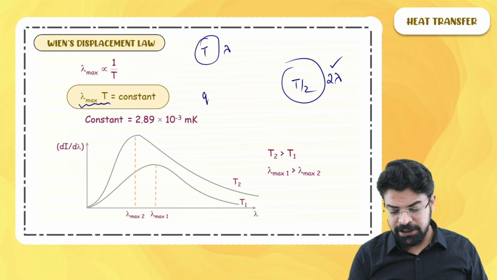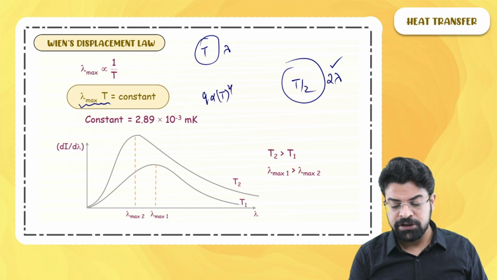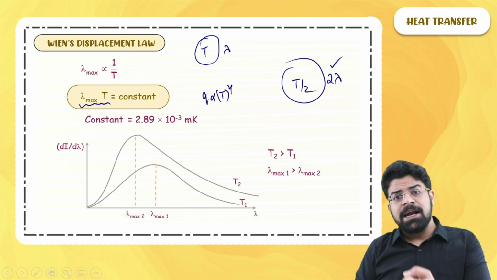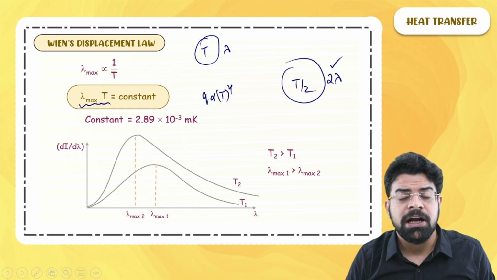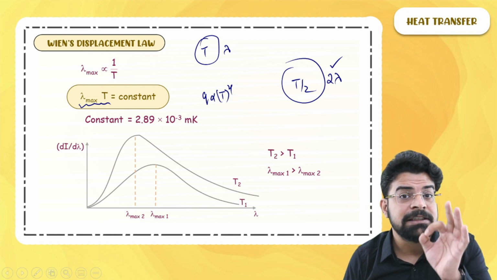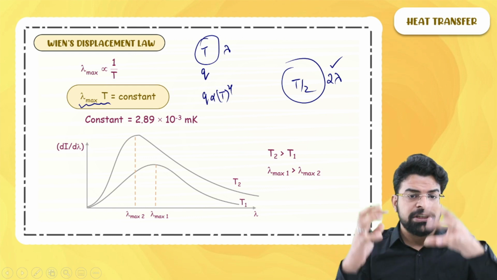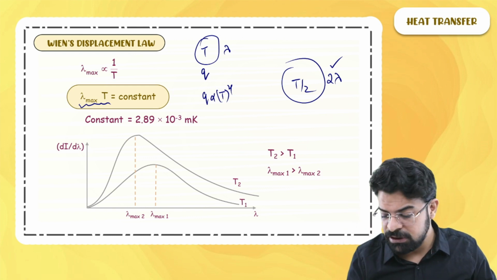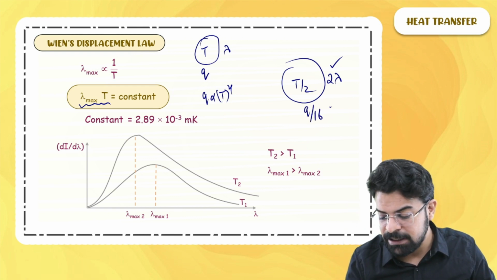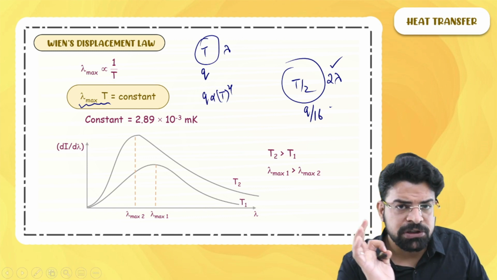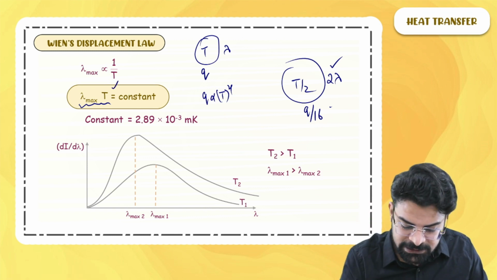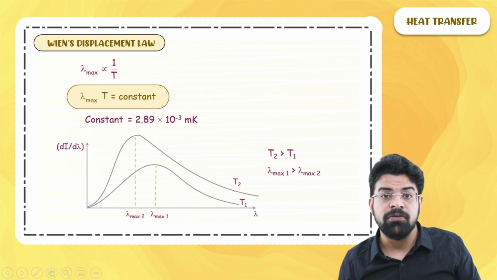And we know that heat radiated is proportional to temperature raised to the power of 4. Since the second one has half the temperature, it will have 1/16 the power dissipated. So if the first one dissipates thermal radiation of power Q, the second one will radiate Q by 16. So these types of questions do come. Just remember this simple law, lambda max into T equals constant.